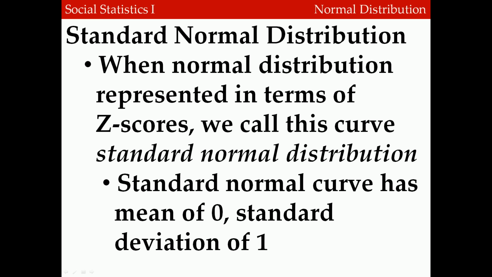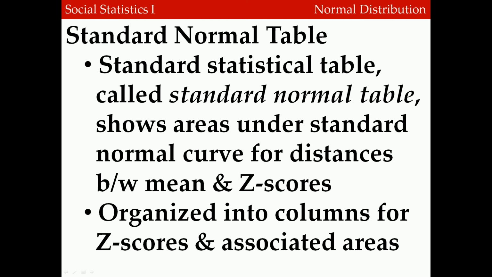Now, when we take the normal distribution and represent it in terms of z-scores, we have a special name for the resulting normal distribution. We call it the standard normal distribution. The standard normal distribution, or standard normal curve, has a mean of 0 and a standard deviation of 1. And we can use something that statisticians have developed called a standard normal table to find the associated areas for any scores on the standard normal distribution. So the standard normal table basically just shows the corresponding areas and z-scores.